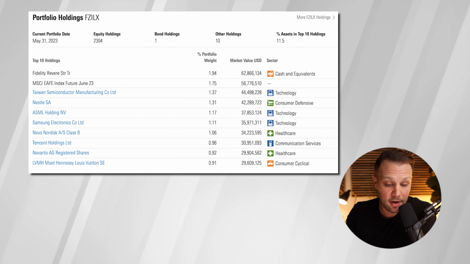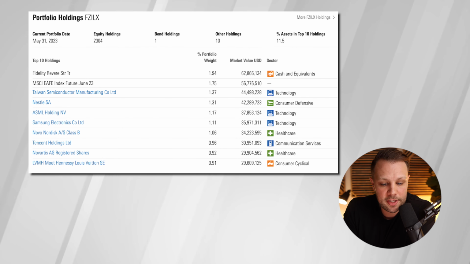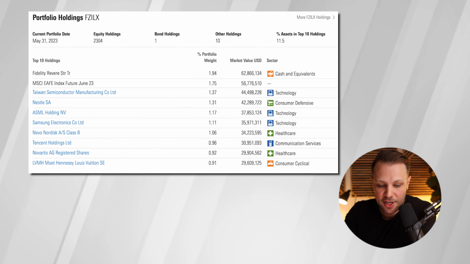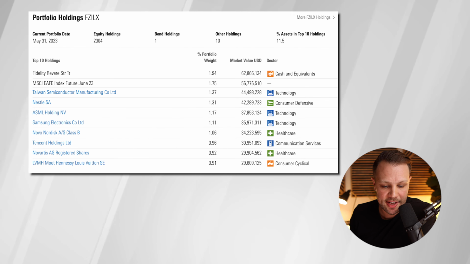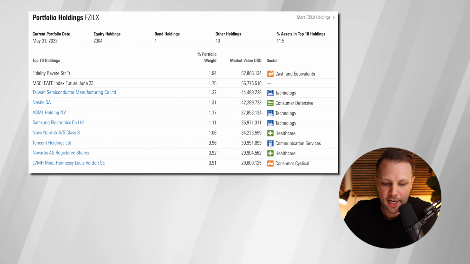And the top 10 holdings here are going to be companies that some of these you may have heard of and some you may not. So in the FZILX, the zero fund, they actually have Fidelity Reserve there, MSCI, Taiwan Semiconductor, Nestle, ASML Holdings, Samsung, Novo Nordisk, and a couple of others, LVMH, which is Louis Vuitton, and some of the luxury brands there.